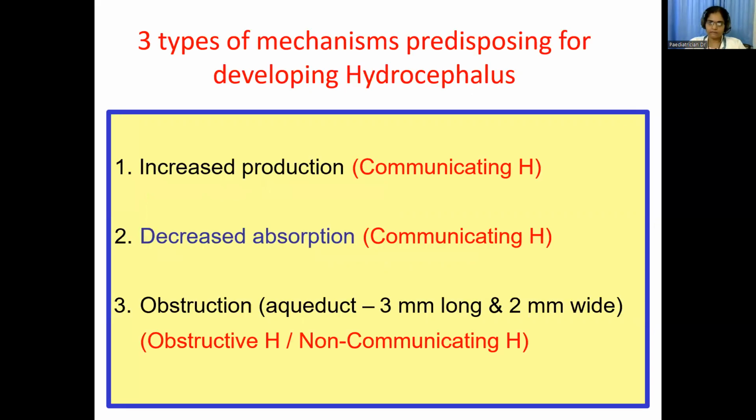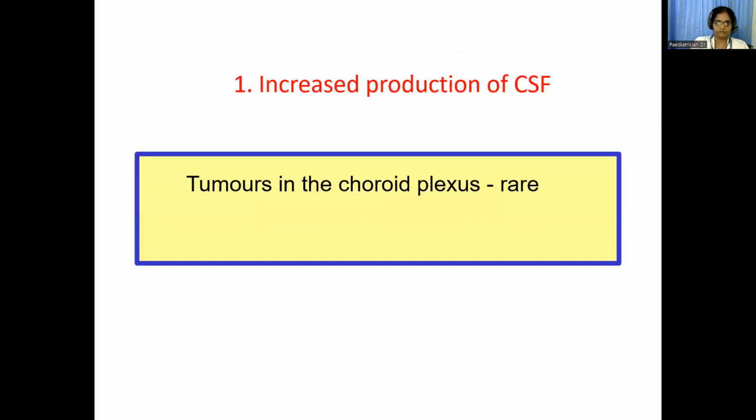So there are three mechanisms predisposing to the development of hydrocephalus. First is increased production. Increased production leads to communicating hydrocephalus. Decreased absorption again leads to communicating hydrocephalus. Then obstruction, most commonly in the aqueduct. The normal aqueduct is 3 millimeters long and 2 millimeters wide. So once there is obstruction, it is most commonly non-communicating hydrocephalus.